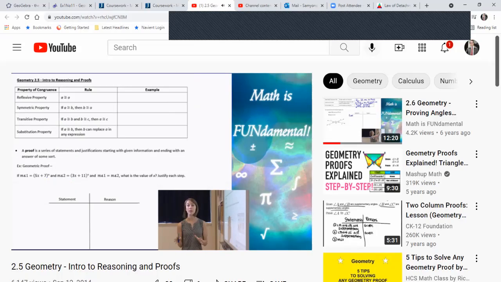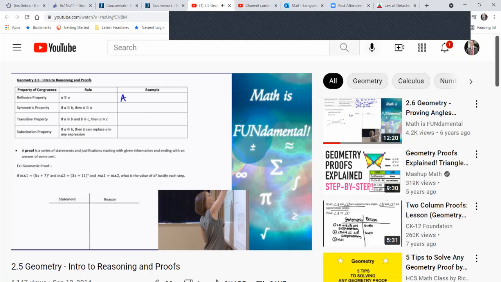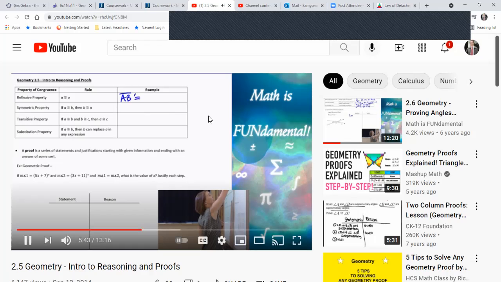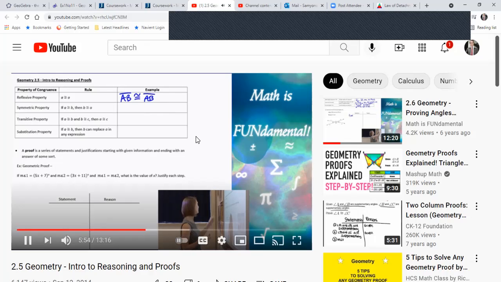All right, some properties of congruence. So we had properties of equality, now we have properties of congruence. Reflexive property of congruence, again, is going to be something like segment AB is congruent to segment AB. Reflexive property, think of it like a reflection in a mirror. You're looking straight at yourself, so both sides of those congruent signs or equal signs are going to be the same. All right, symmetric property of congruence.